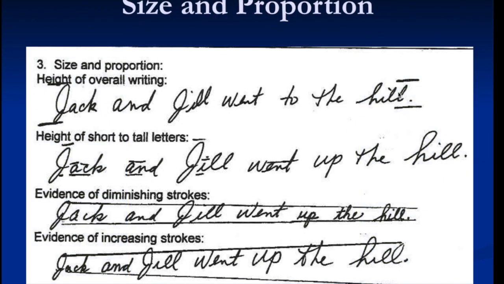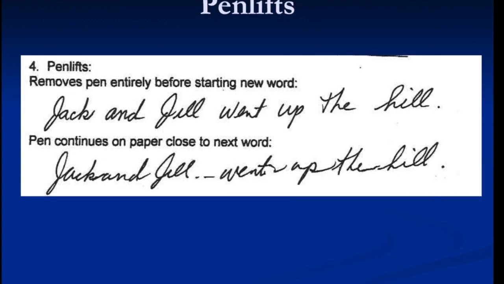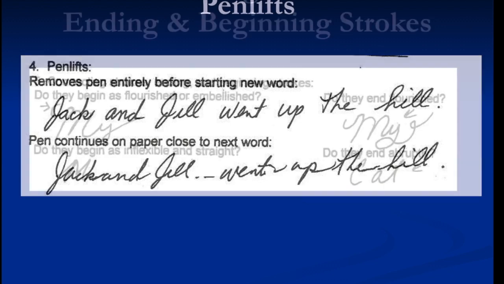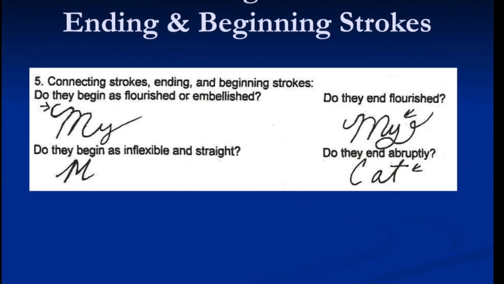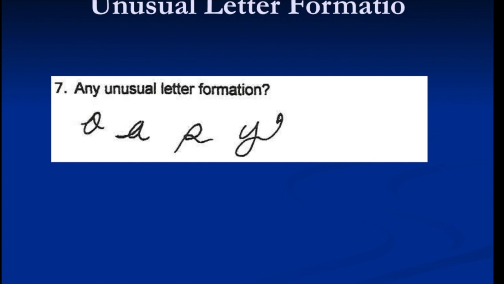Size and proportion. Certain times we trail off, especially when you're copying something. Different letters in comparison to each other, that is an important thing. Pen lifts. Sometimes we drag our pen. Sometimes there are little extra dots or ink that exists or doesn't exist. Those are important. Connecting strokes. These are pretty obvious to see. Ending and beginning strokes, if there is such a thing in your exemplar. Unusual letter formations.